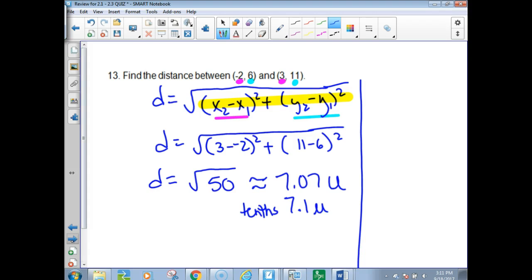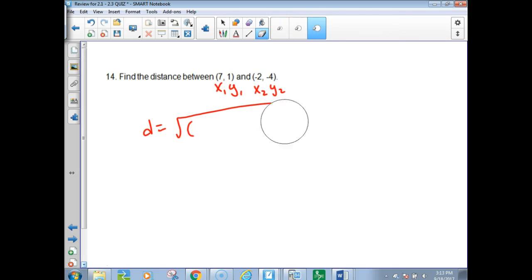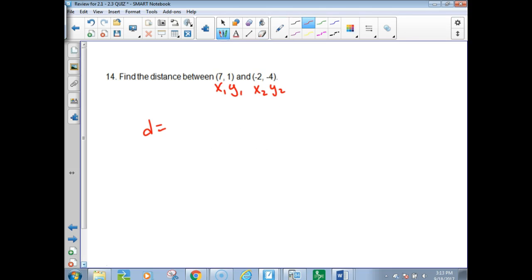Okay, please go to the next one and try to do it alone. Go. Do number 14. Okay, so x1 is 7, x2 is -2, y1 is 1, and y2 is -4. So you should have started off. I don't care if you did 7 minus -2 or -2 minus 7. It's okay.